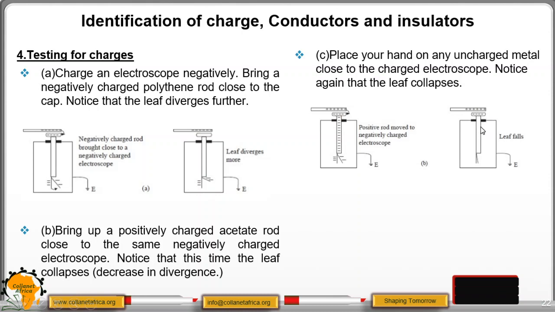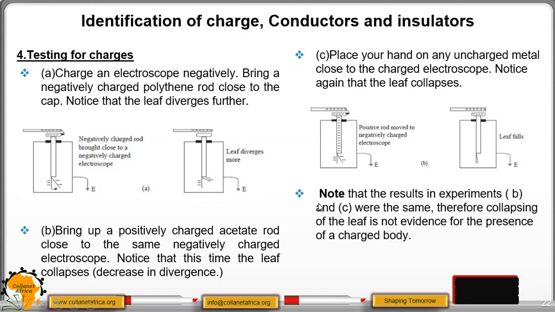That is why the leaf falls when the rod and the electroscope have different charges. Then case C: place your hand on an uncharged metal rod close to the charged electroscope. Notice again that the leaf collapses. Here the metal is a good conductor of charges, and therefore it can make the charges flow through it, through your finger, thus discharging the electroscope.